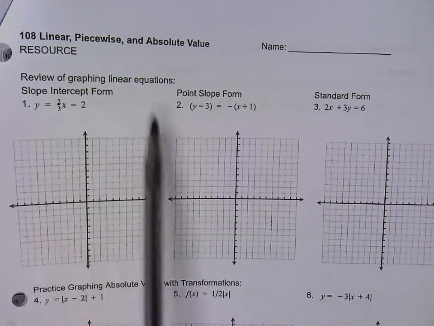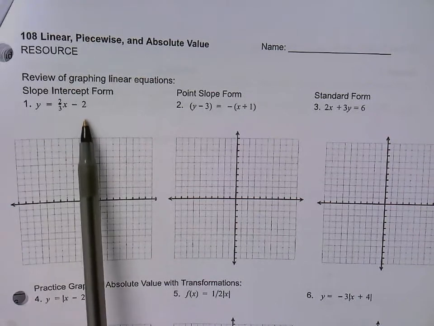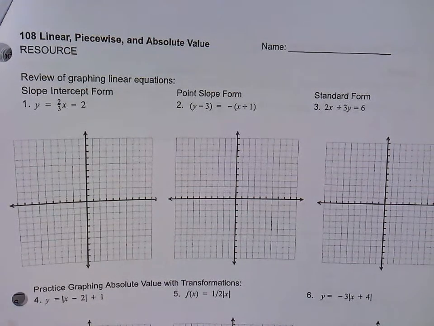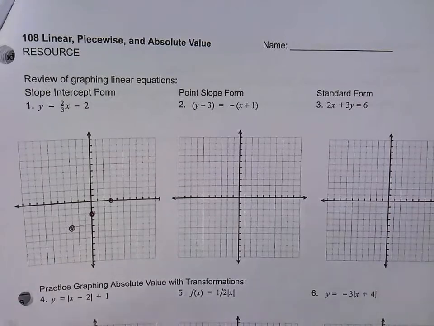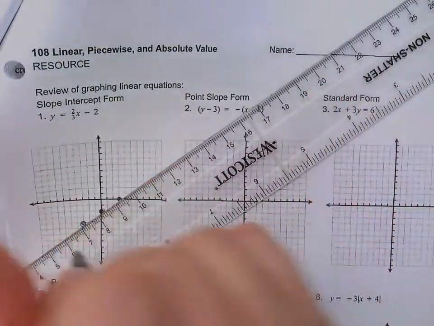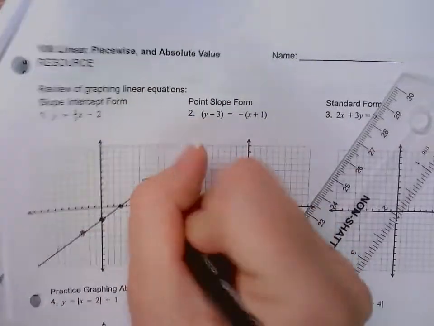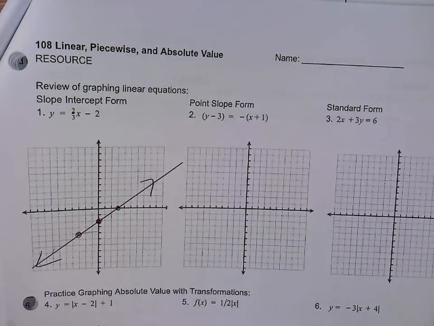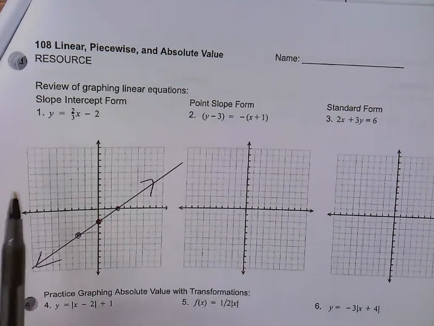So slope-intercept form, I think we all know, right? So this is starting at -2, and the slope is just up 2/3. If you need a ruler, I can come give you a ruler. All right, so there's my line, right? Goes forever. All right, so that's slope-intercept form. So you can always put your function in slope-intercept form.